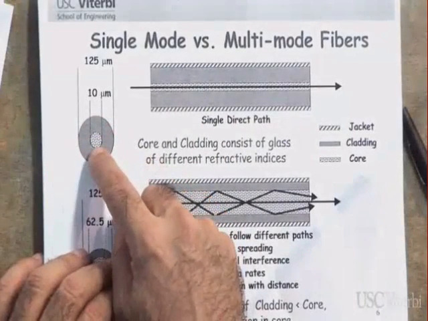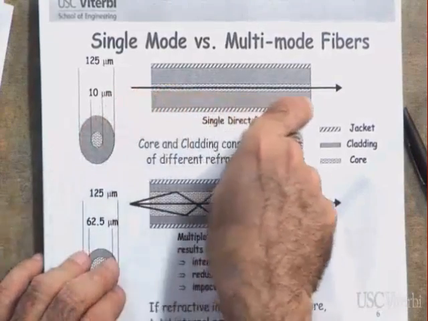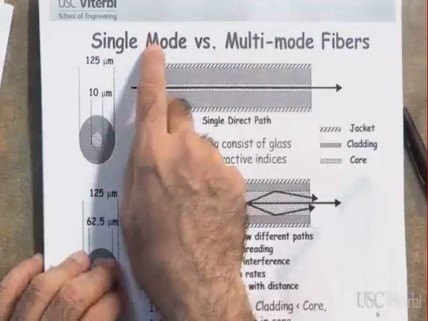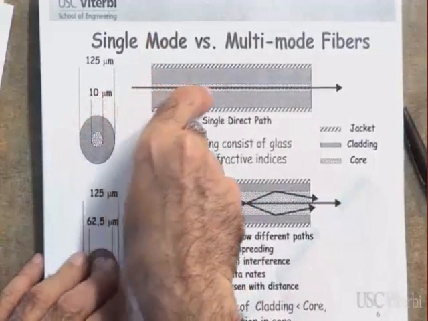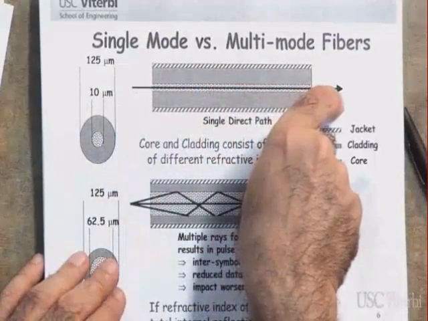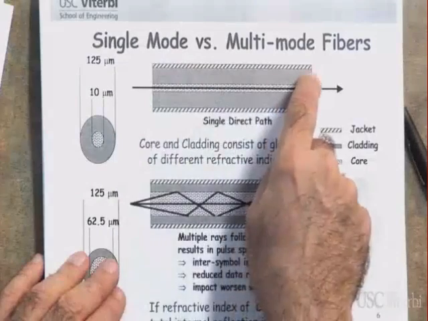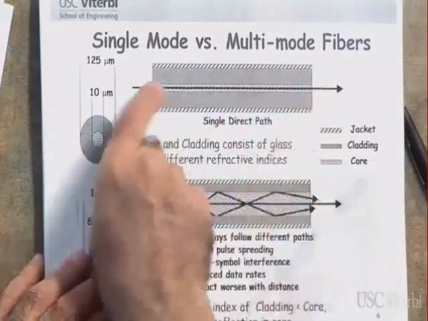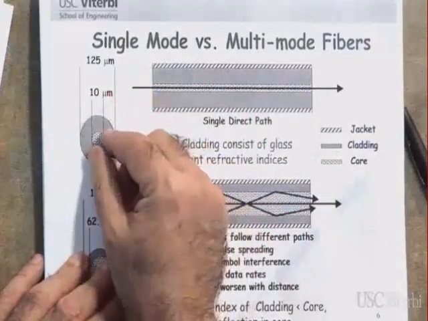The most important part, of course, is the core. That's where the light signal will be traveling. In a single mode, the light signal will propagate in one path, so you are not going to get multiple versions of the signal. Why? Because the core is so thin.